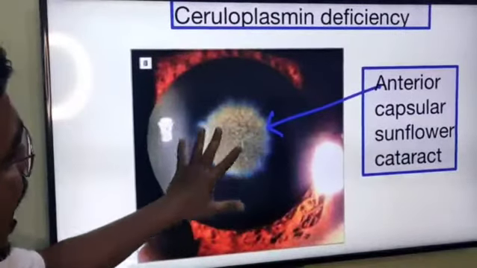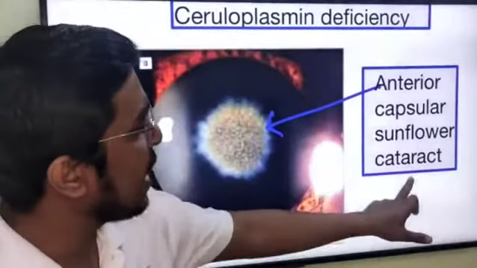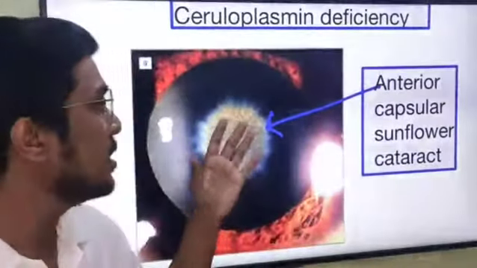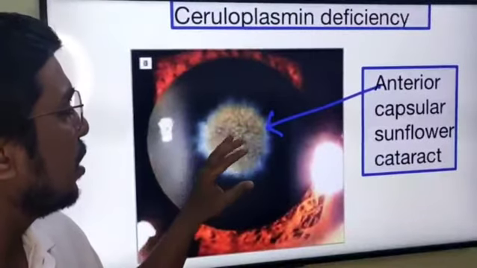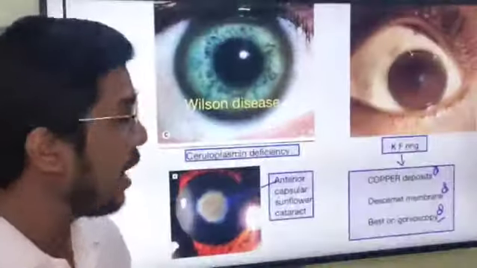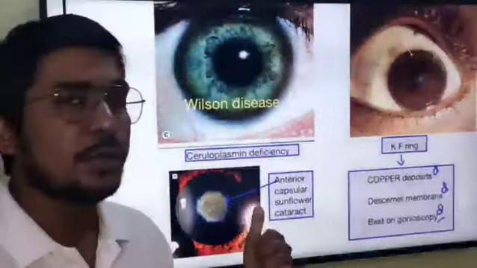Now coming to this important point: on the anterior capsule of the lens you will have a sunflower-type cataract. See, radiating spokes, a sunflower-like cataract. This is seen in Wilson disease only. So in this way we have covered Wilson disease, and this ends metabolic keratopathy part 1.